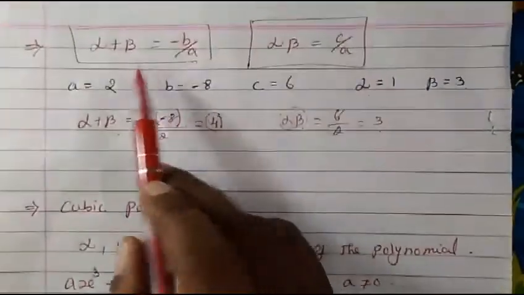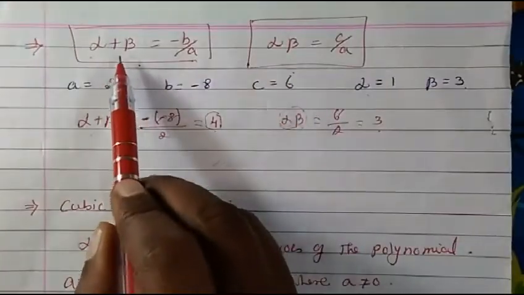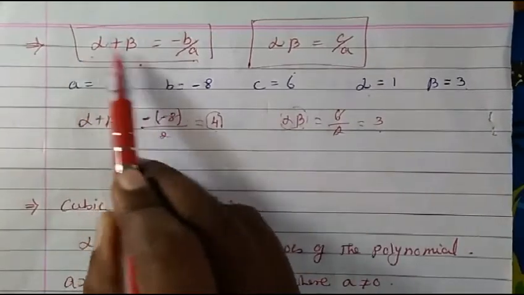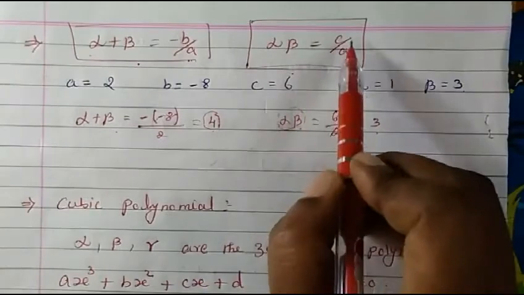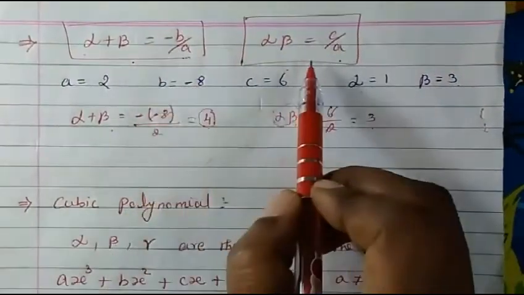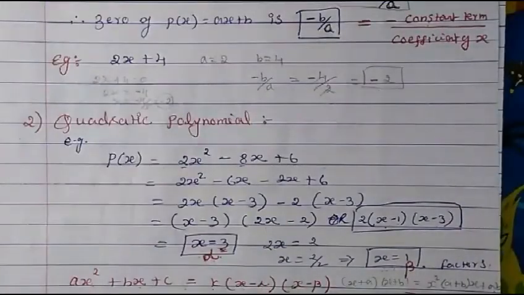So for the quadratic polynomial, you have to remember this formula: the sum of zeros is equal to minus b upon a, and the product of zeros is equal to c upon a. This formula you have to remember. You don't need all these derivations.